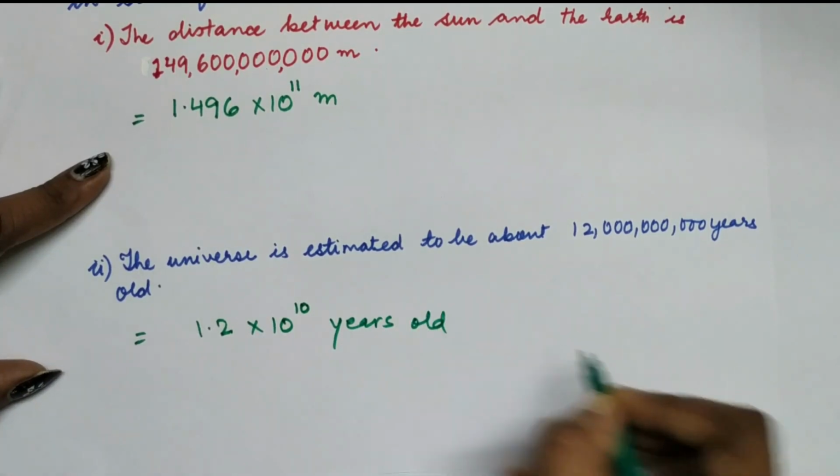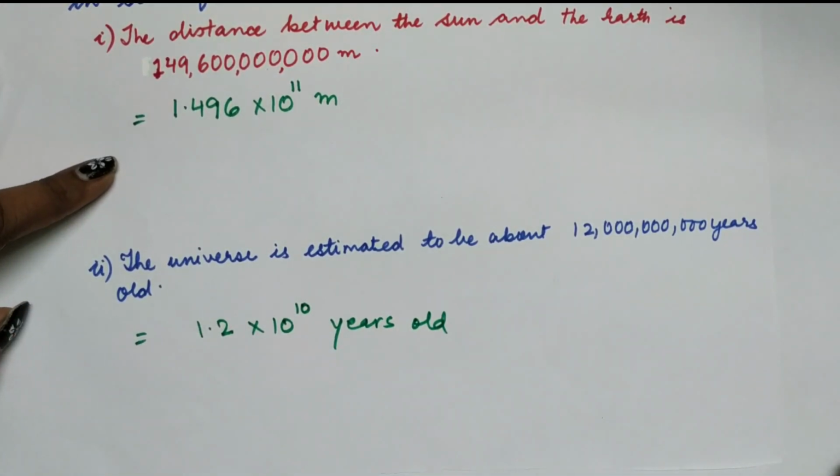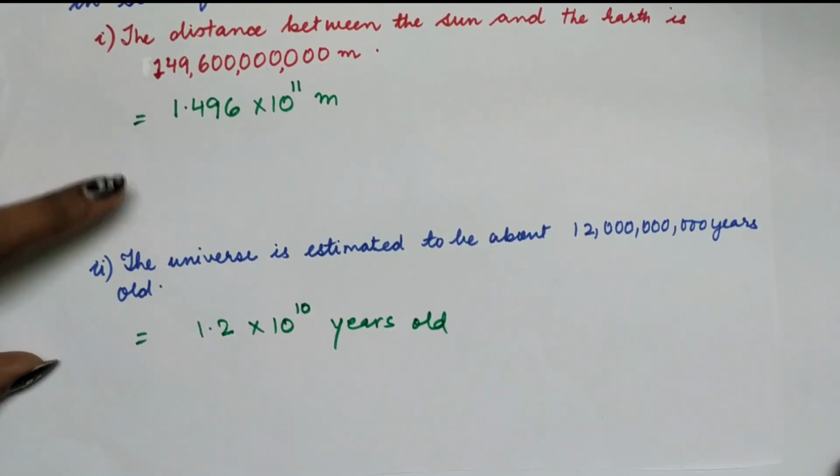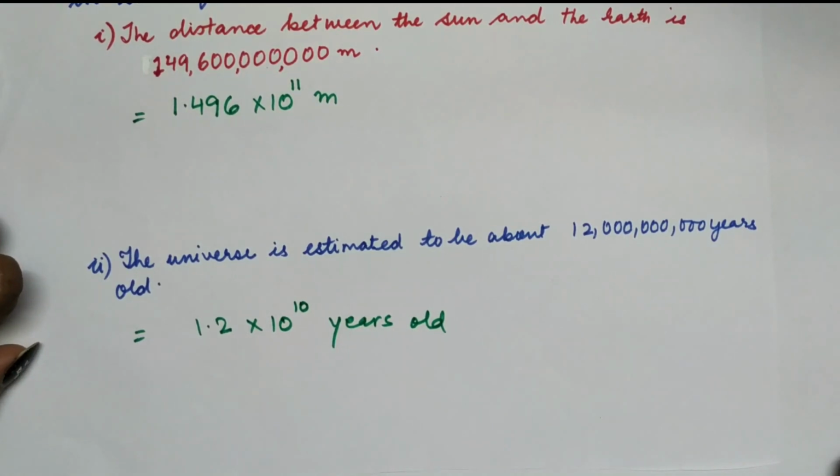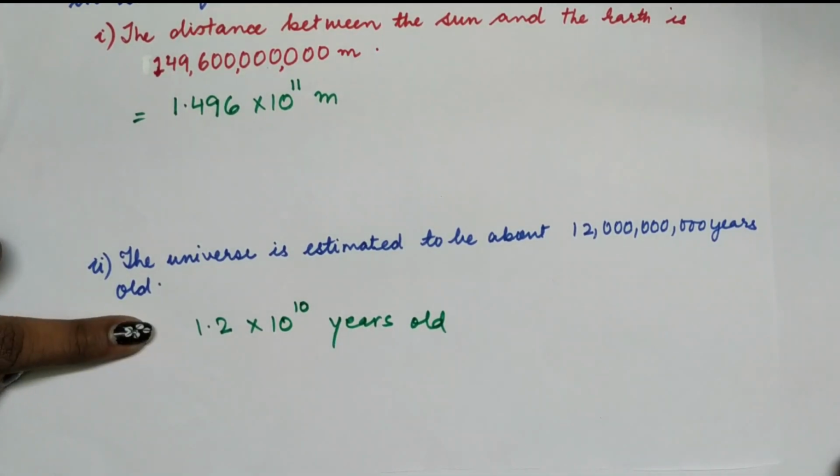So in scientific notation, whenever we work in the scientific platform, a lot of numbers are very big. So it's easy to represent it in this form, because sometimes if we miss a zero, then there may be a problem. So when we write it like this, it becomes more precise and clear.